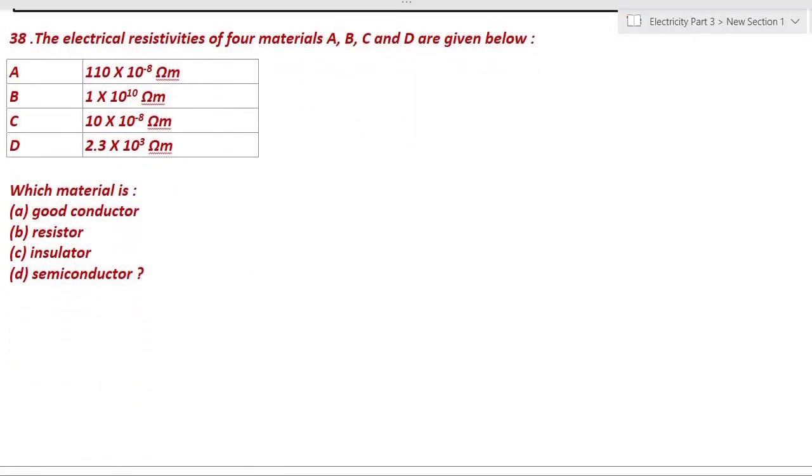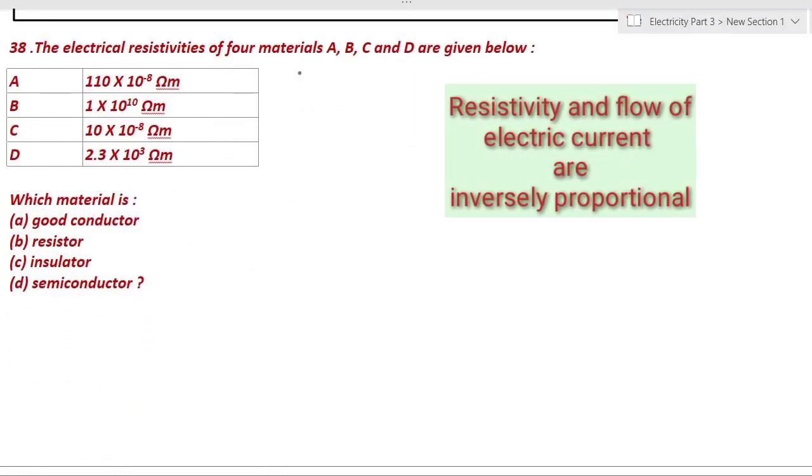Let us go for the next question now. The electrical resistivities of 4 materials A, B, C and D are given below. Which of the materials is a good conductor? The material which is a good conductor has poor resistivity. Among A, B, C, D, the answer is option C, because it has the least resistivity.